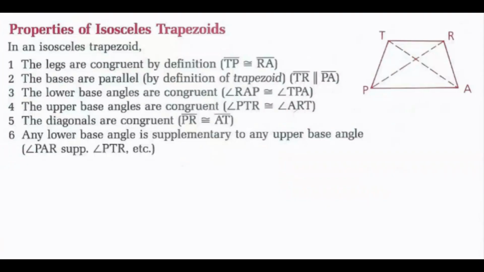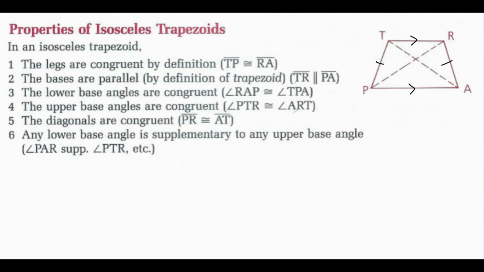And lastly, looking at properties of isosceles trapezoids. In an isosceles trapezoid, the legs are congruent by definition. Remember, the legs are the sides that are not the parallel sides. So TP would be congruent to RA. The bases are parallel. Remember, the bases are the sides that are parallel. So TR is parallel to PA.